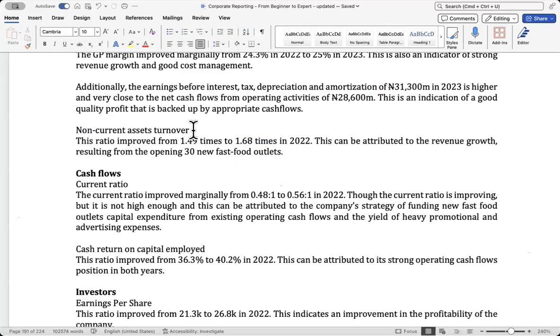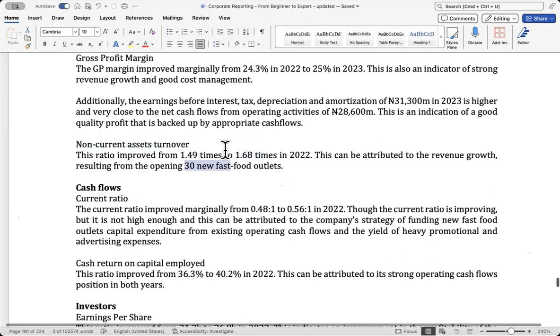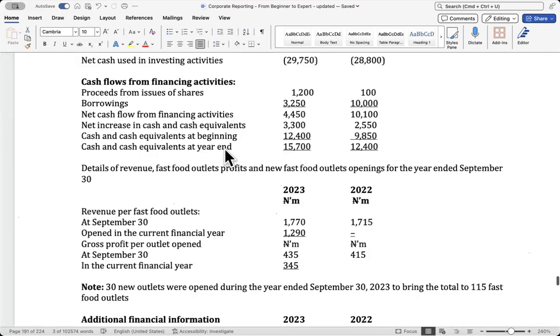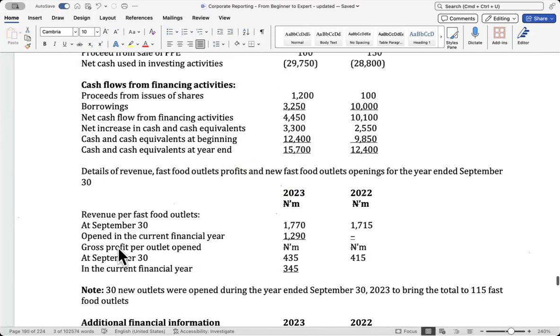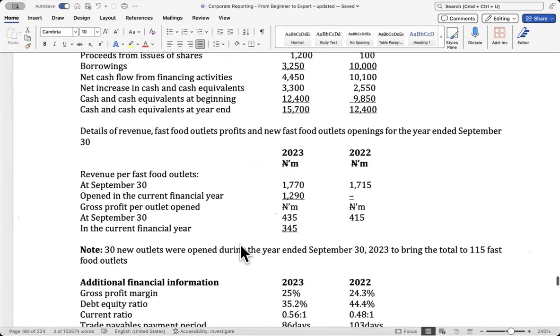So for them to be selling, because non-current asset turnover is a measure of quantity of sales, is a measure of how big your revenue is relative to your non-current asset. So it's improving. It improved from 1.49 times to 1.68. So I just linked it to the fact that they opened 30 new, and this is where I got it from the correction. They told me in the notes that 30 new outlets were opened during the year, to bring the total to one. I just bring in that for my non-current asset turnover.